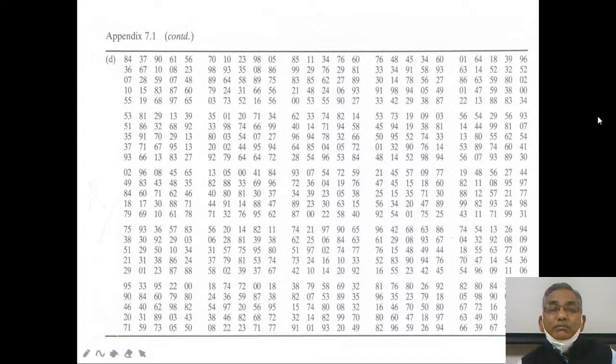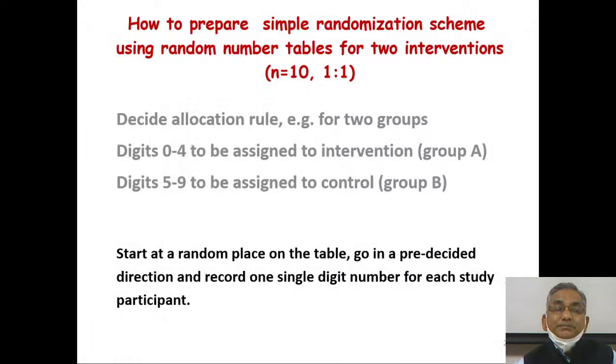So this is your random number table. If your number of participants is in two digits, then you select random numbers. I may select randomly, let's say the first number is 20, then go down, selecting the subsequent numbers, then come up, or I may go horizontally. So you may decide before moving in one direction.